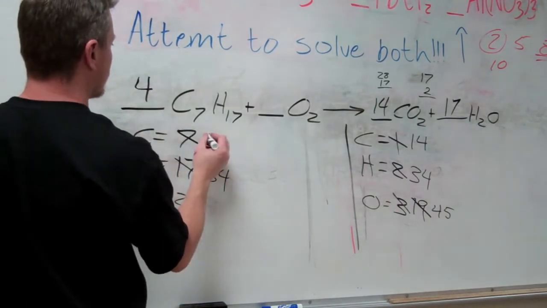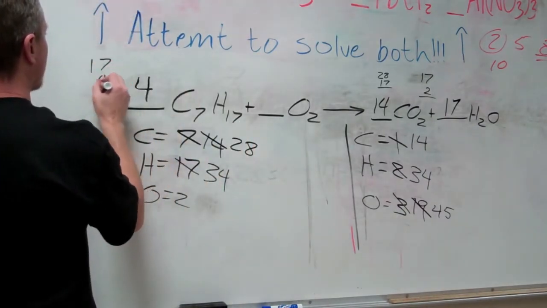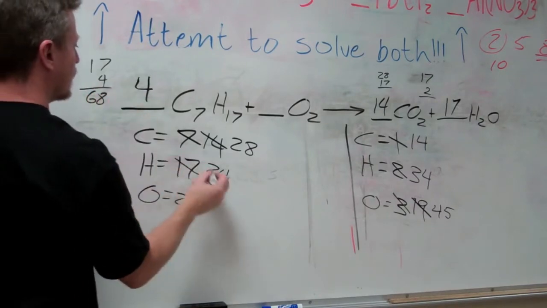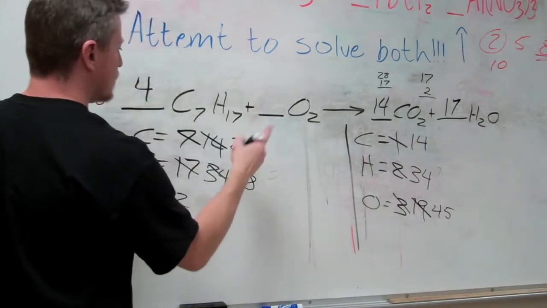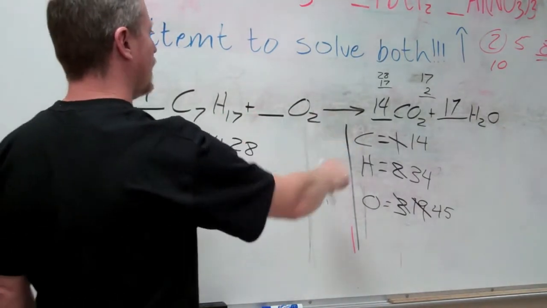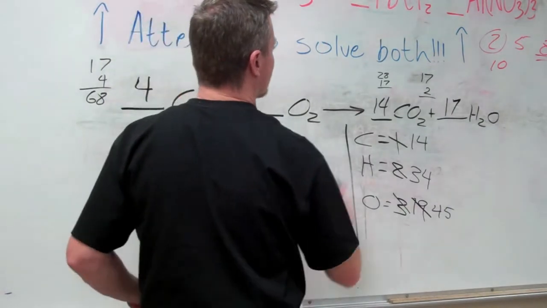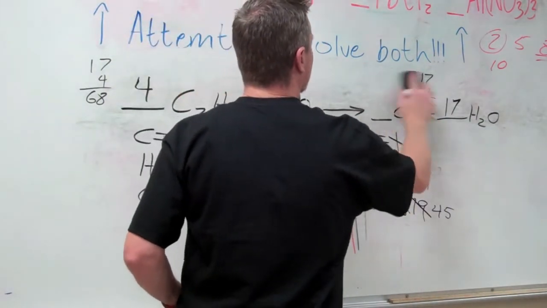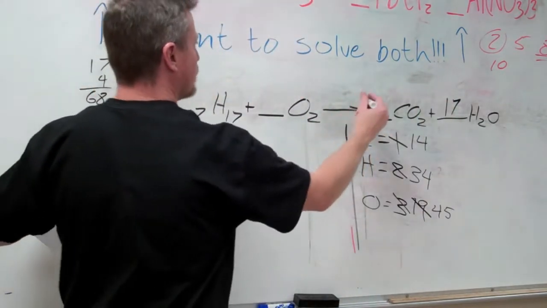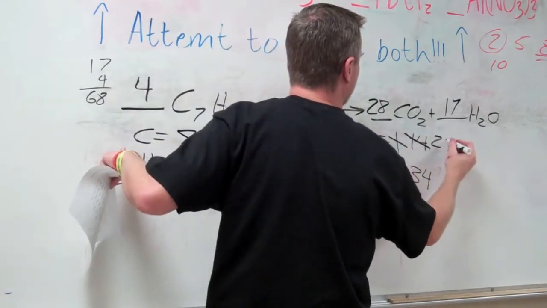7 times 4, 28. 17 times 4. What we got now? 68. I'm not worrying about oxygen at all because he's by himself. So let's try to get that one to go to 28. Looks like a possibility because I already got a 14. Oh, all I got to do is put something in front, don't I? Yes, 2. Okay, so carbon, if I want him to be a 28, he's got to be a 28. So now carbon's a 28.